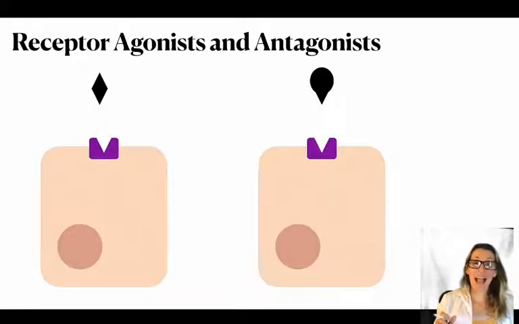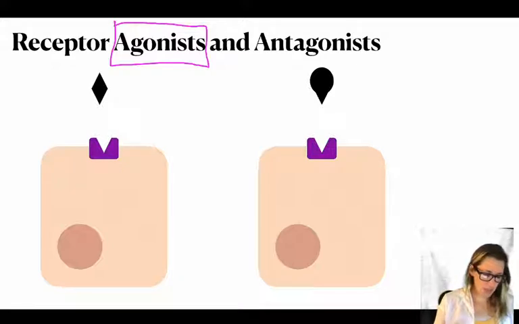Okay, receptor agonists and antagonists. Stop and think for a second. What do those words make you think of? An agonist, or particularly an antagonist, is probably something that's pretty familiar. First, we're going to be talking about agonists.